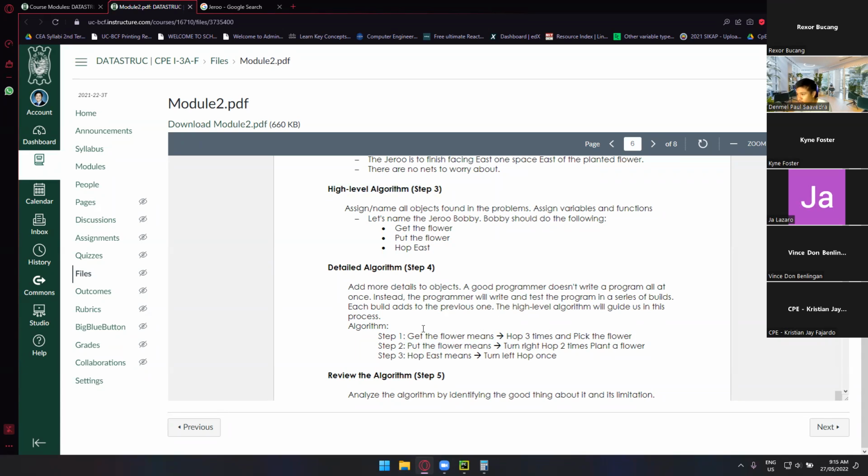The second one is put the flower. So put the flower means turn right, hop 2 times, and plant.